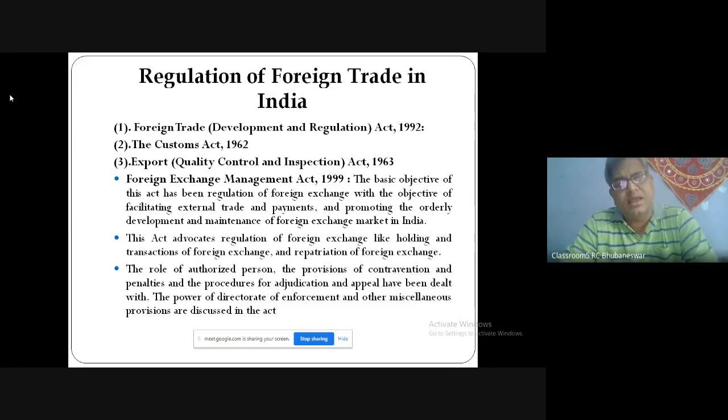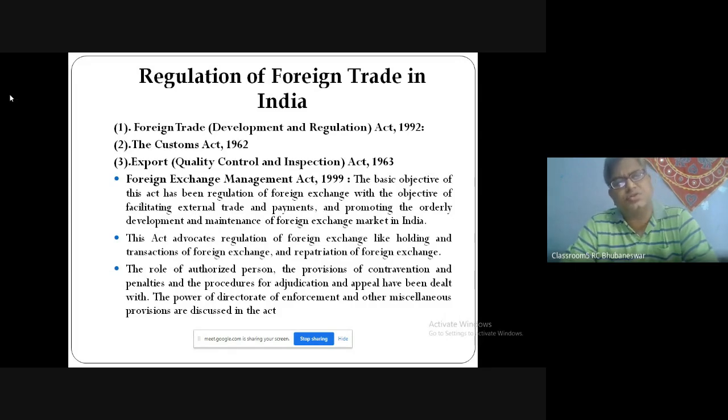Liberalization means the LPG era: liberalization, privatization, globalization. There were a lot of economic reforms under the prime ministership of Narasimha Rao, and the finance minister Manmohan Singh looked into this matter to encourage the exporting of goods and services to foreign countries, as well as importing promotion schemes that were introduced.